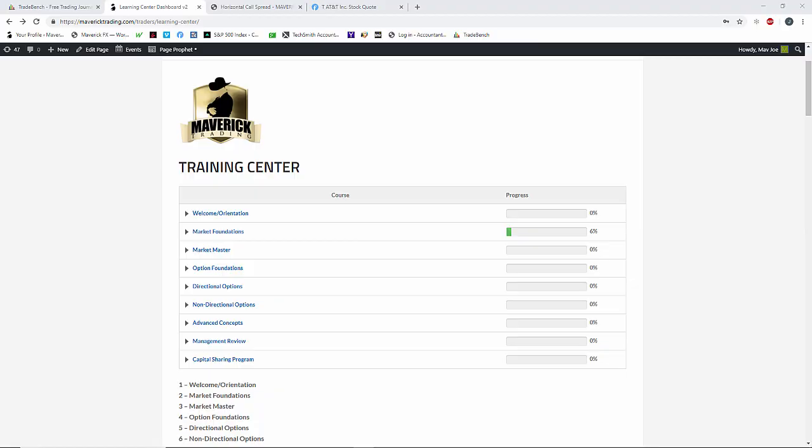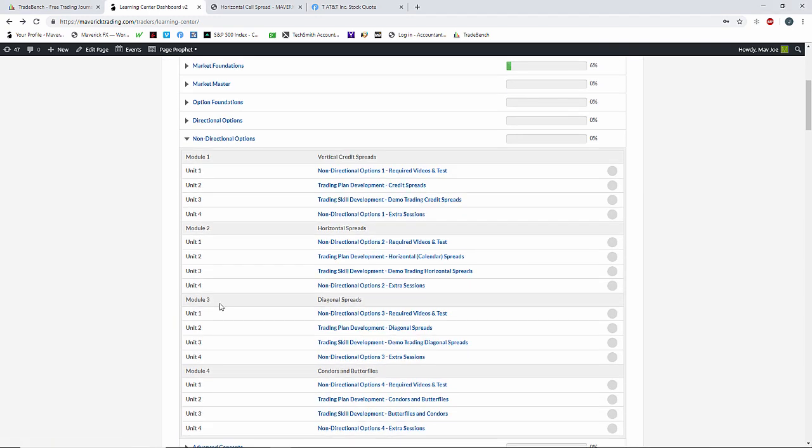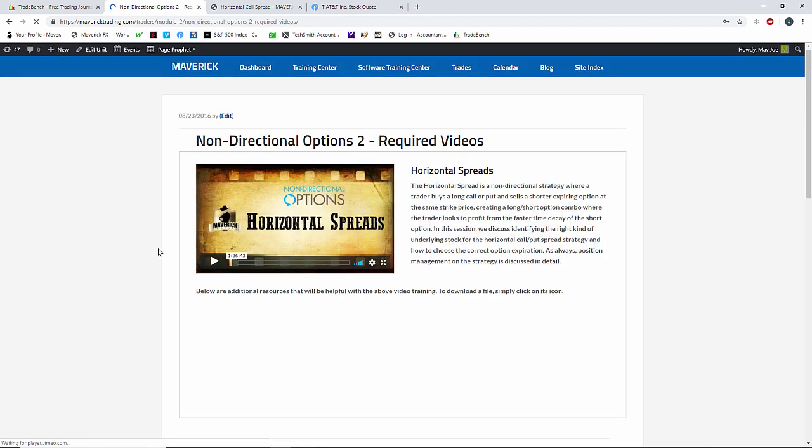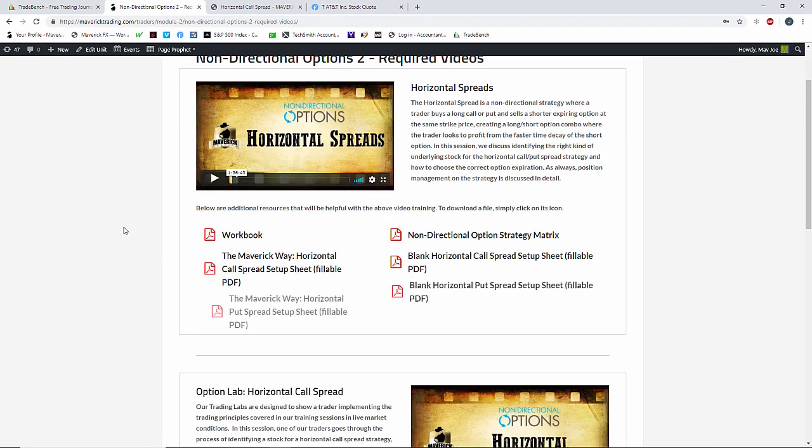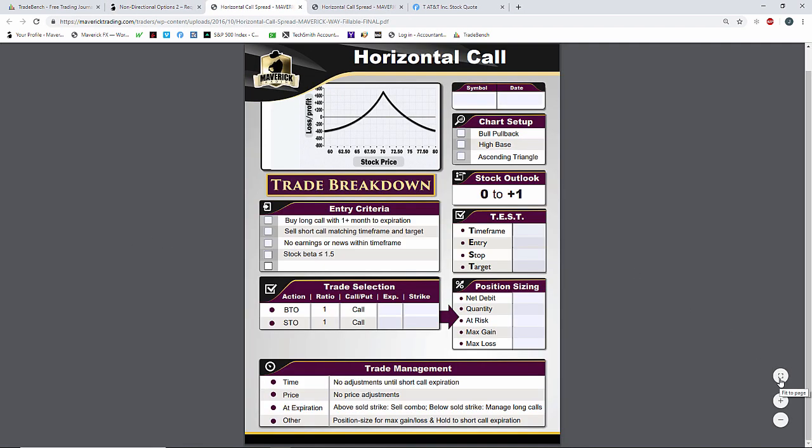All right, guys, the first thing we'll do, as always, is jump onto our training center. Let's go find the non-directionals. This is going to be horizontal spreads, module 2. And let's take a look at our PDFs so we can build ourselves some rules. All right, guys. So horizontal spread we're looking for.